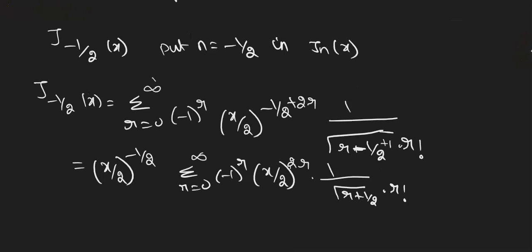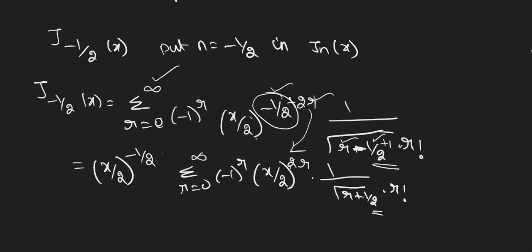So I have written this formula. Summation r is equal to 0 to infinity, minus 1 power r, x by 2 power n plus 2r. So this is minus 1 by 2 plus 2r divided by, in the denominator what you will have? n plus r. So n is minus 1 by 2 plus r plus 1. So minus 1 by 2 plus 1 is plus 1 by 2. So same things, x power minus 1 by 2 I have taken common. So x by 2 power 2r is there inside.